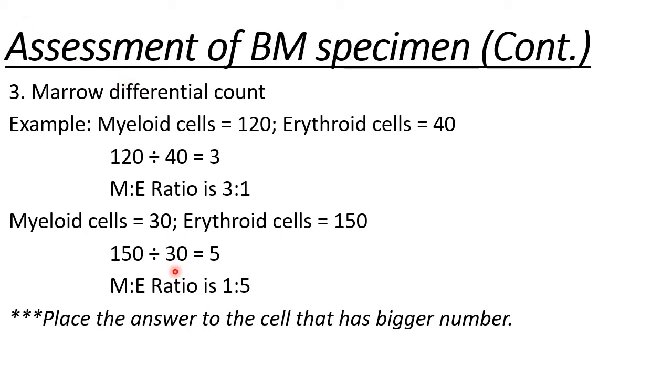Okay, another example, dito tayo. Myeloid cells ng 30, erythroid cells ng 150. So, divide mo yung larger number by the smaller number. 150 divided by 30 is 5. Ilagay mo to sa mas malaki yung cell part. So, sa erythroid cells, mas malaki. So, 1:5 ratio ang ME ratio natin.